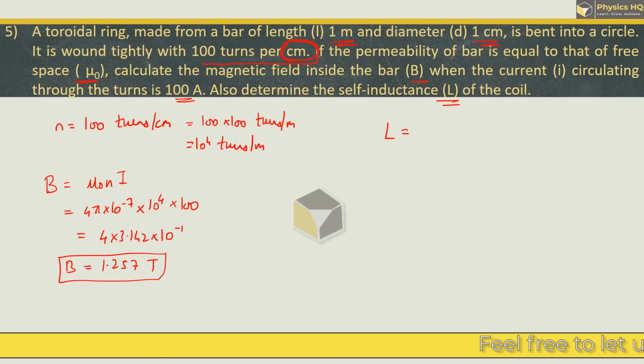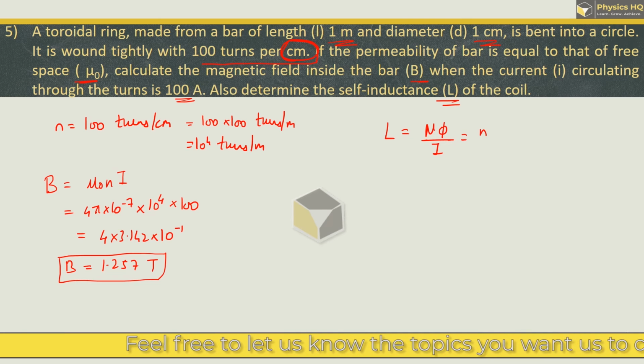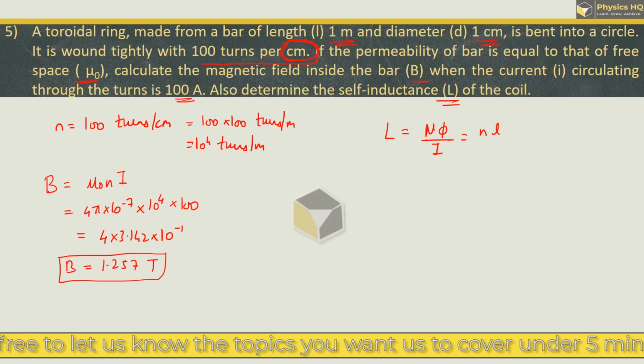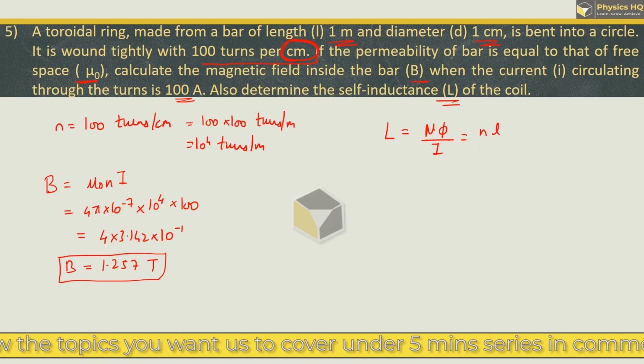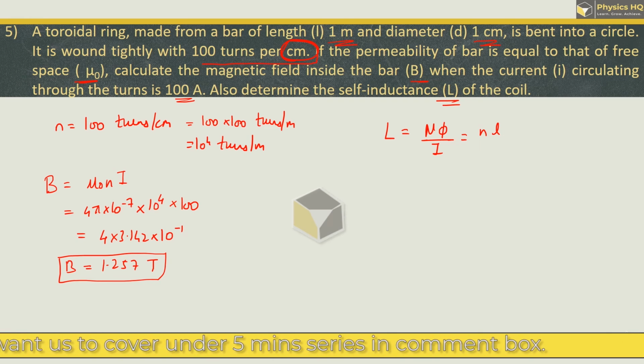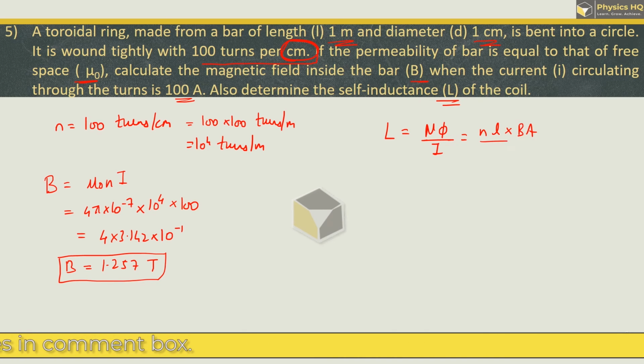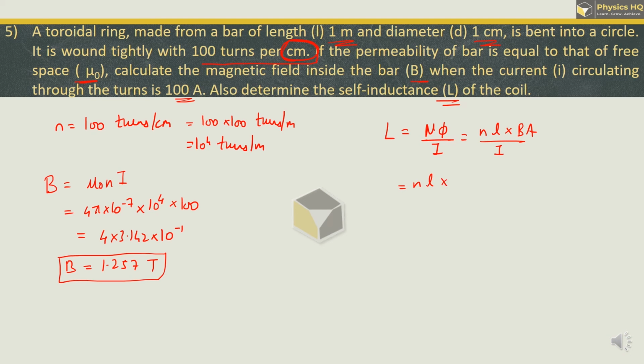Next, they have also asked the self-inductance of the coil. Self-inductance is given by the formula N phi by I. Capital N is nothing but the total number of turns, small n is the number of turns per unit length, multiplied by length, into flux. We can write it as B into A divided by I. So we got L is equal to N mu 0 n i into A divided by I. This I and I get cancelled, so we are left with L is equal to n square mu naught l into A.